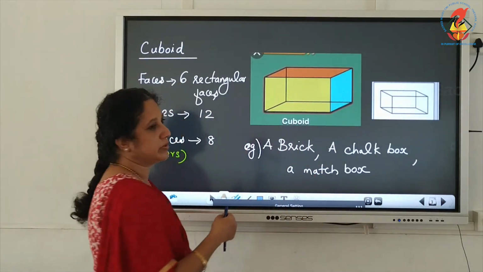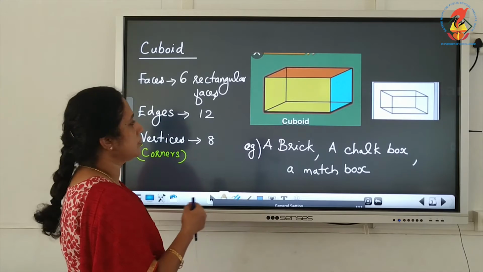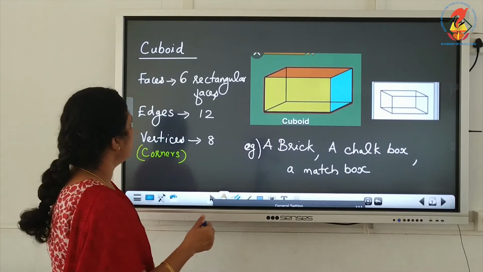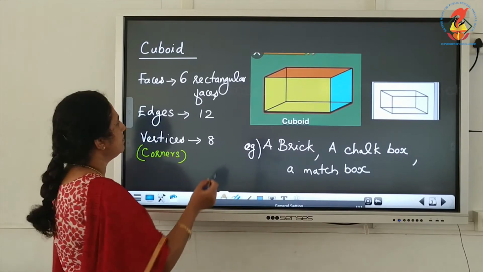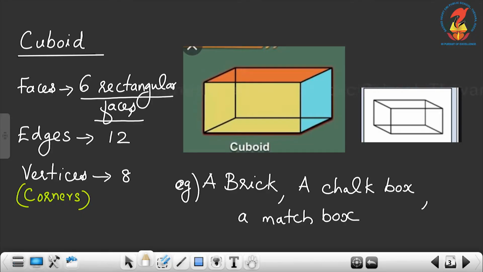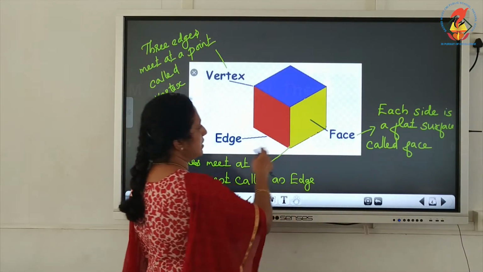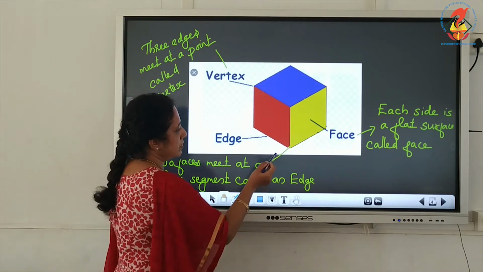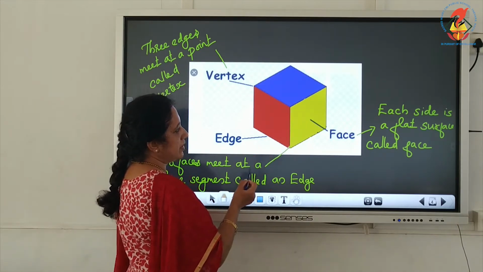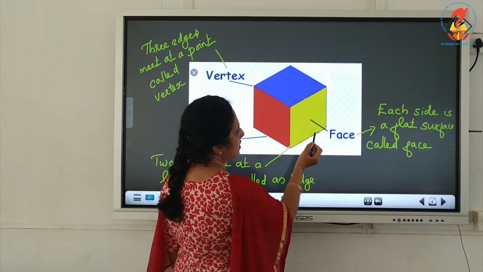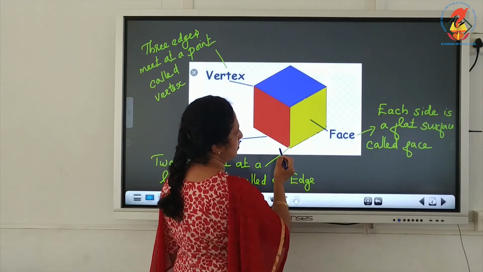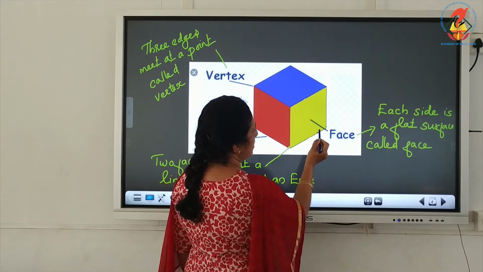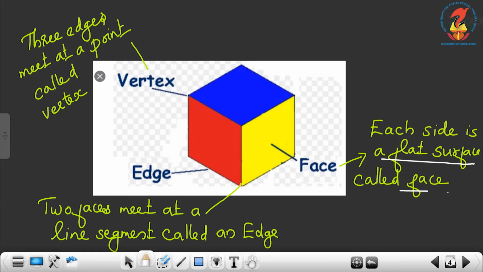Now we want to learn about the solid shapes. Now first one, cuboid. A cuboid is a solid shape which has 6 rectangular faces. Then what is meant by face? Now look at this solid shape. So what is this? This is a cube. Now each side is a flat surface. Look at the side of the cube, and you can see that each side is a flat surface, and this flat surface is known as the face of the solid shape.